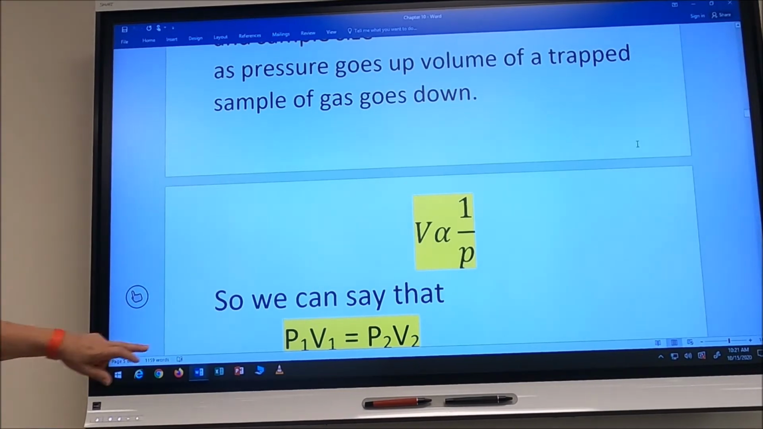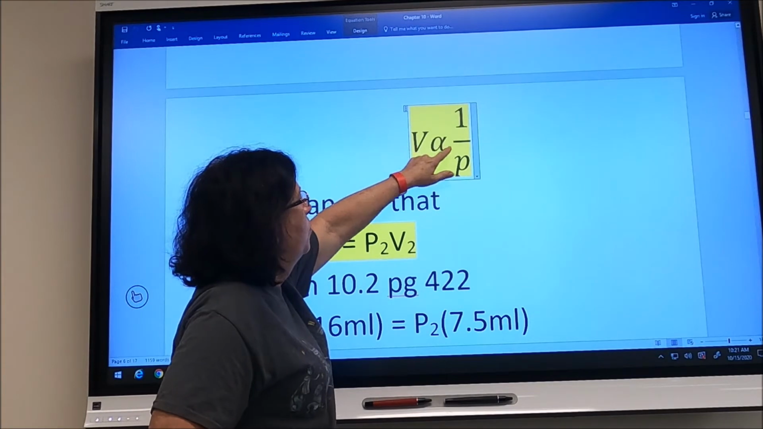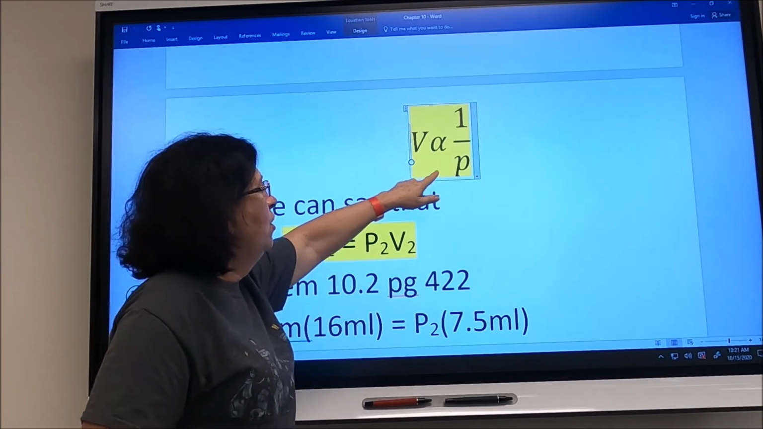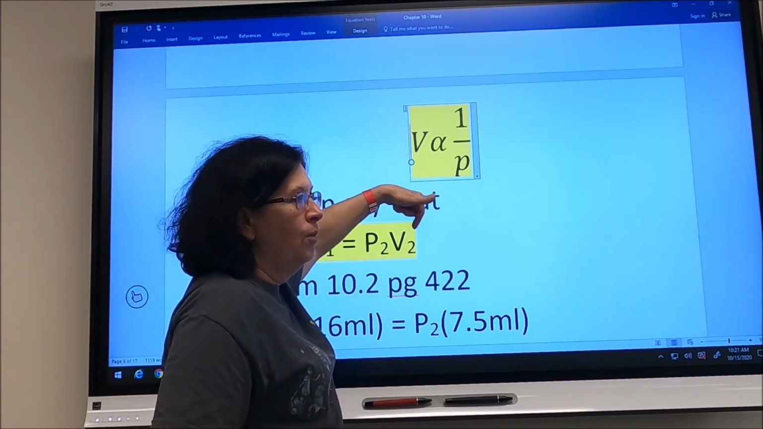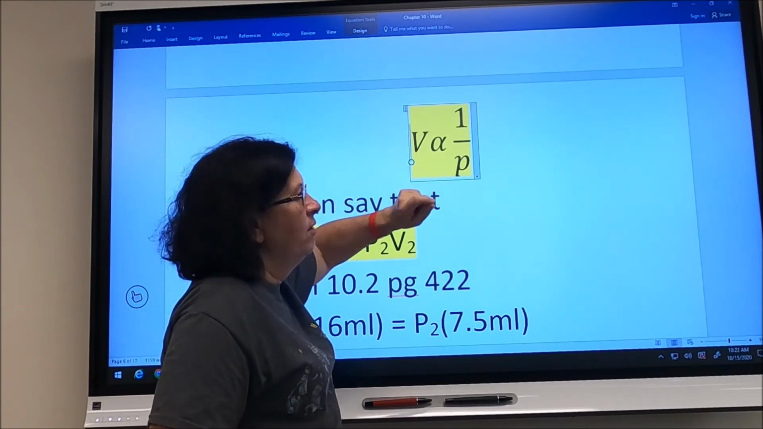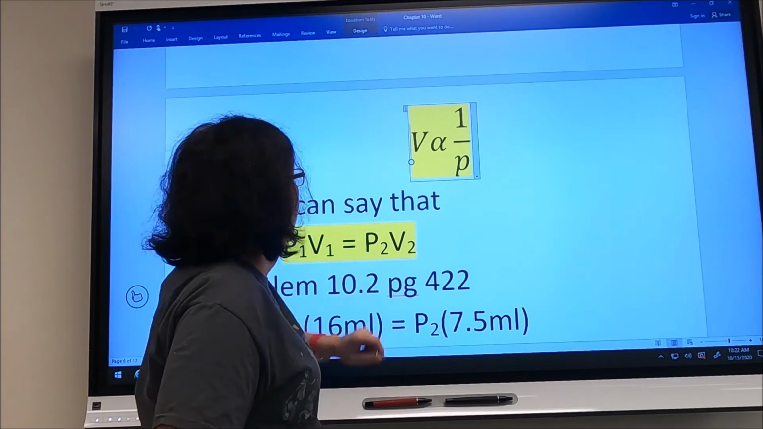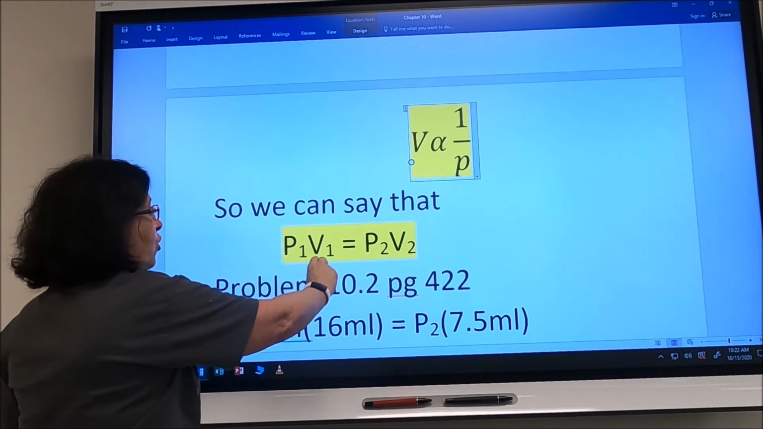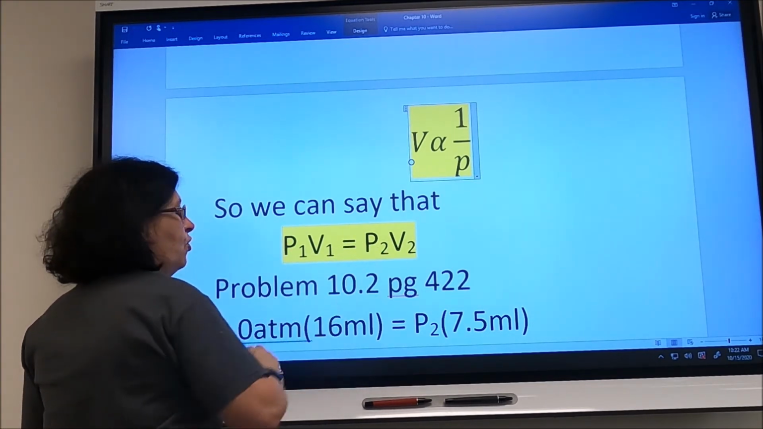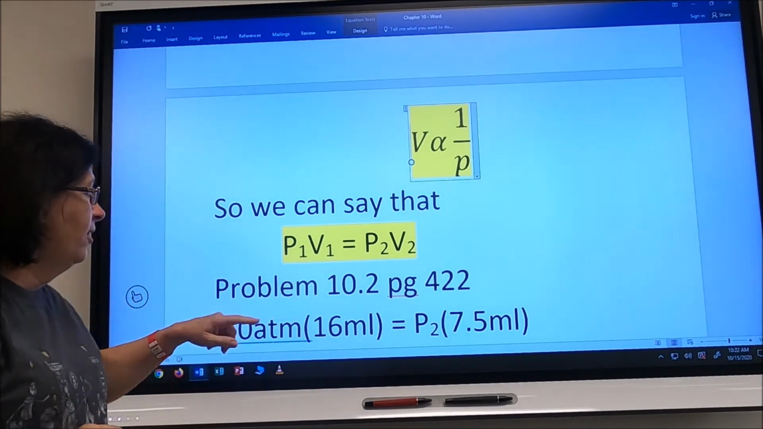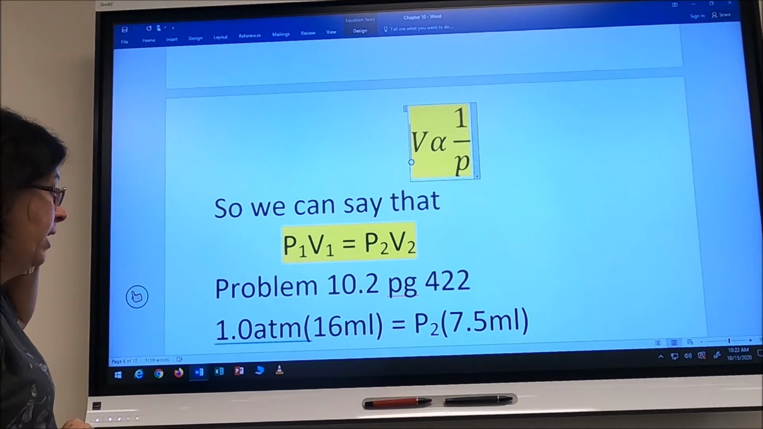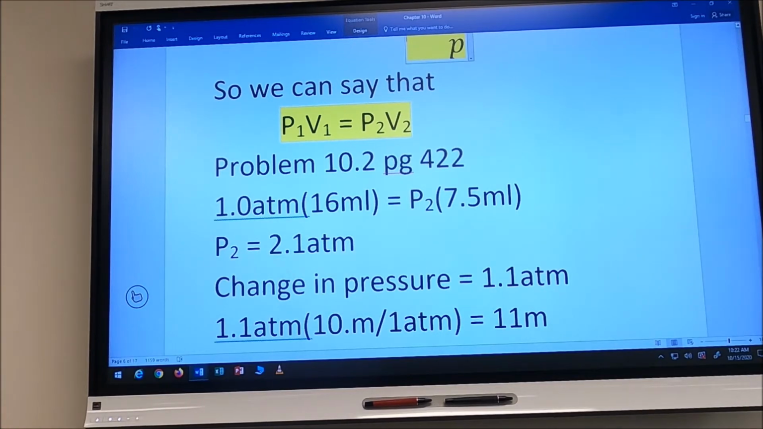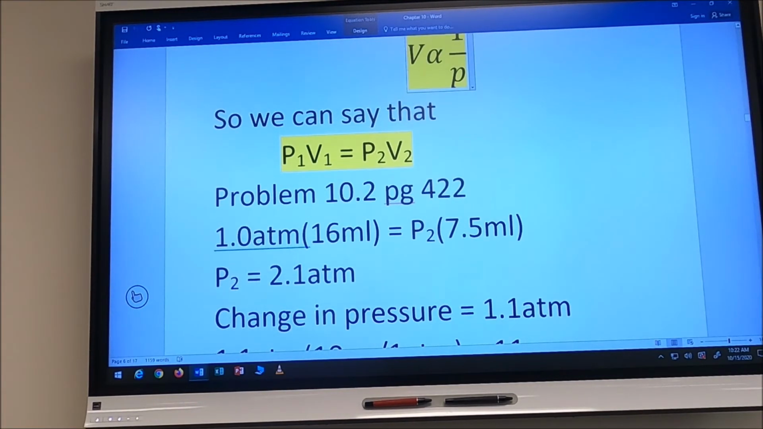In an inverse relationship, volume here is proportional to 1 over pressure. So volume is equal to something times 1 over pressure. So I can see if pressure goes up, the value of the volume is going to have to go down. If the pressure goes down, the value of the volume is going to go up. Okay, we can rewrite this and say for a single trapped gas sample, pressure 1 times volume 1, which you started with, would have to equal pressure 2 times volume 2. So let's do a really simple problem, 10.2 on page 422 in your textbook. Okay? We're given in this problem that, let me read it to you and then we'll walk through it, 10.2.